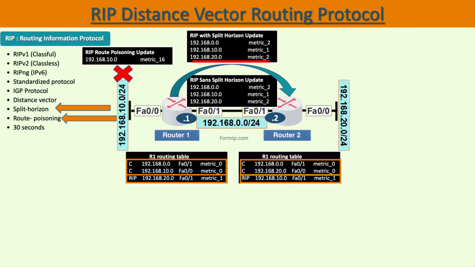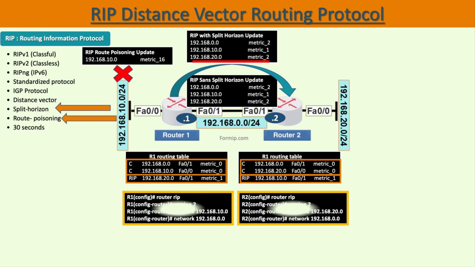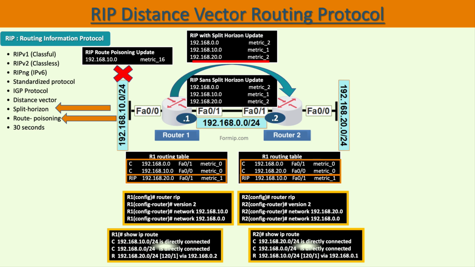Now let's move on to setting up RIP. The router RIP command activates the protocol. By default, it is in version 1. To activate RIPv2, simply type the command version 2. And the network command allows you to search for new neighbors of these networks and to declare them in your updates to your neighbors. And here, now is what our routing tables would look like.